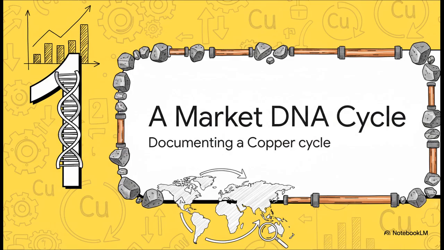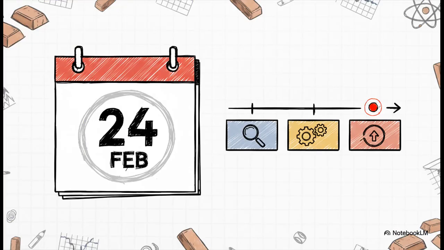We're focusing on this one specific market cycle for copper. Our whole goal here is just to document its journey through the phases that are defined by the Market DNA model. And I want to be super clear about this. This isn't looking back at old data. We are documenting a cycle that is happening right now. All the information you're about to see is current as of February 24th, 2026.